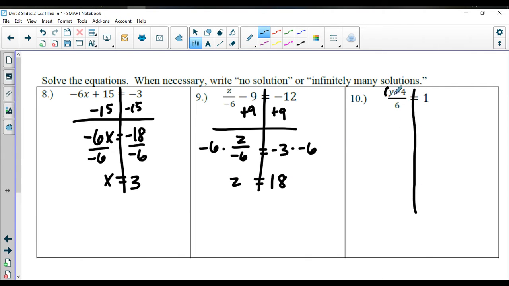Number 10, this is that junk in the trunk birthday present. We're going to multiply by 6 on both sides. That leaves us with y minus 4 is equal to 6. Adding 4 to both sides, we get y equals 10.